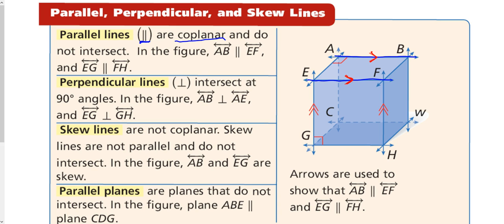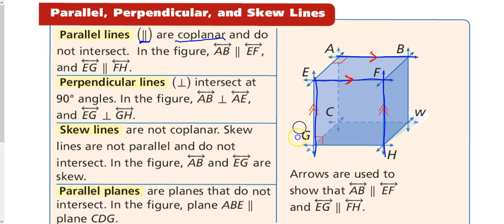We could also see that EG and FH are parallel, and since we do not want them to be indicated parallel to EF, because obviously they intersect EF, we put a set of double arrows on EG and a set of double arrows on FH to show that they are parallel.